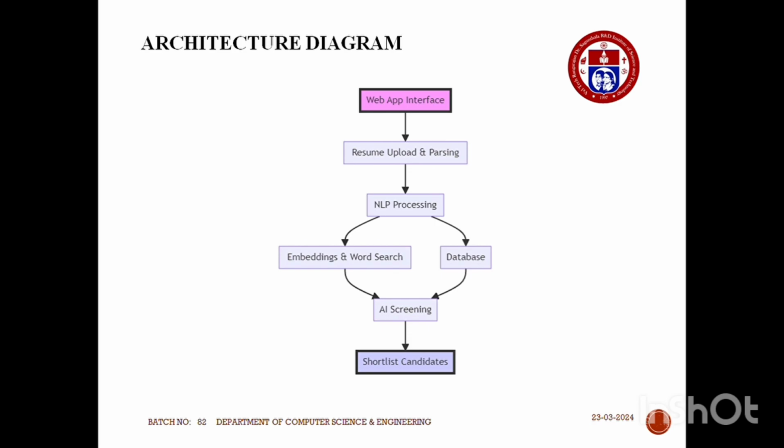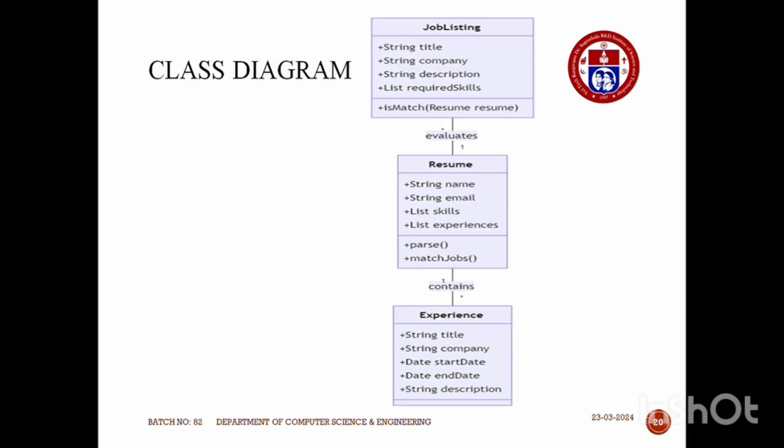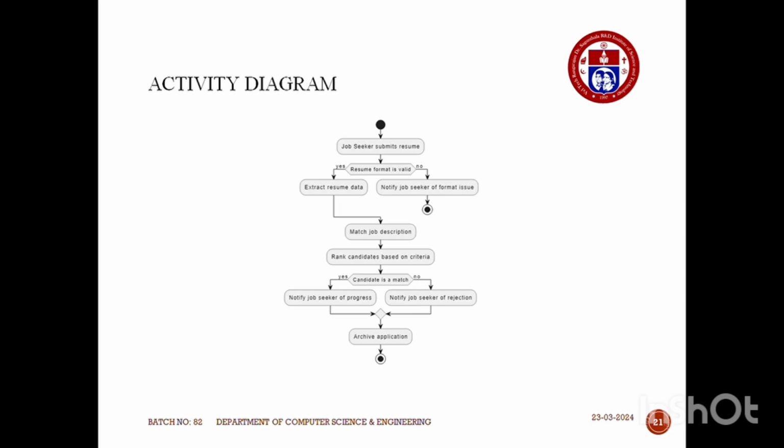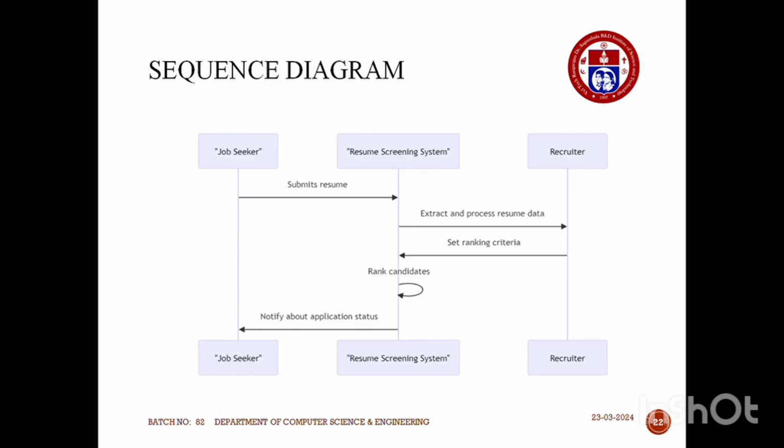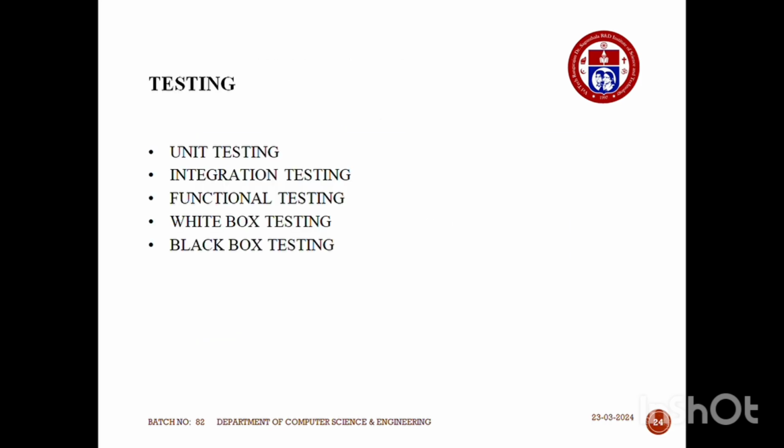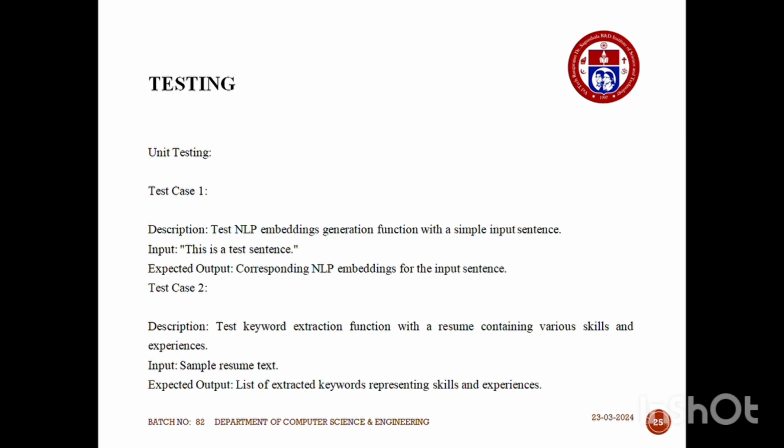And this is the implementation diagrams, the architecture diagram. As I have told already in the initial review and review one, it is the same here also. This is the architecture diagram, data flow diagram, use case diagram, class diagram, activity diagram, sequence diagram, and ER diagram. And in this project we are going to do some testing: unit testing, integration testing, functional testing, white box testing, and black box testing.